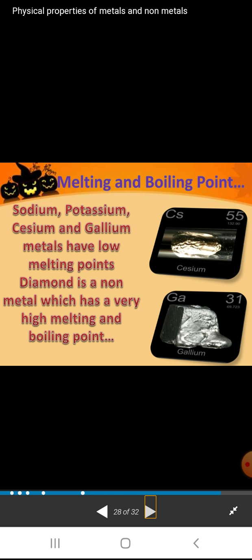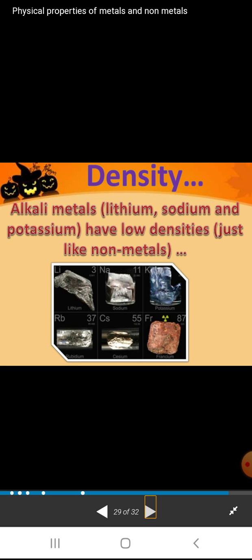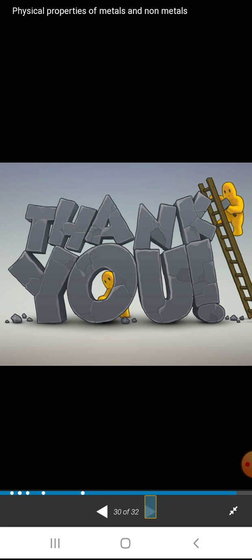Melting and boiling point. Sodium, potassium, cesium, and gallium metals have low melting points. Diamond is a non-metal which has a very high melting and boiling point. Density. Alkali metals, for example, lithium, sodium, and potassium have low densities, just like non-metals.